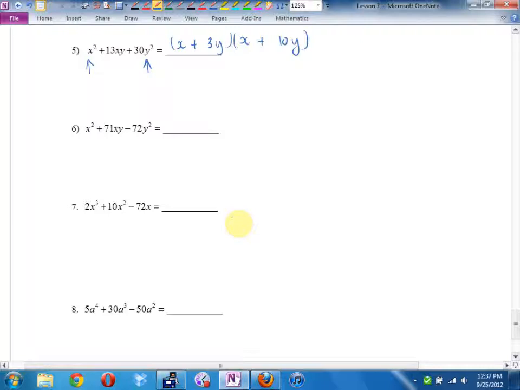Number 6. GCF? No. How many terms? 3. You know what? I'm going to guess that this has that. Oh, is there a y squared at the end, Ty? So I think there's going to be a y here and a y here.